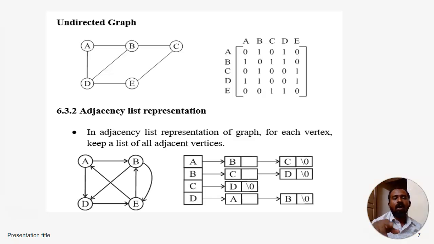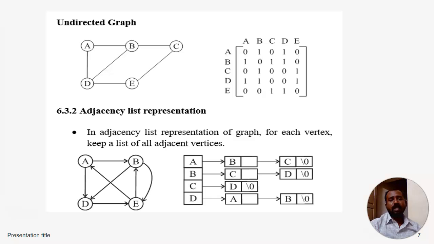So we traverse the neighbor nodes and put 1. A's neighbors are B and D, and B's neighbors are A, C, D. C's neighbors are B and E. D's neighbors are A, B and E. Wherever neighbor nodes are present we put 1. The remaining entries are zeros.